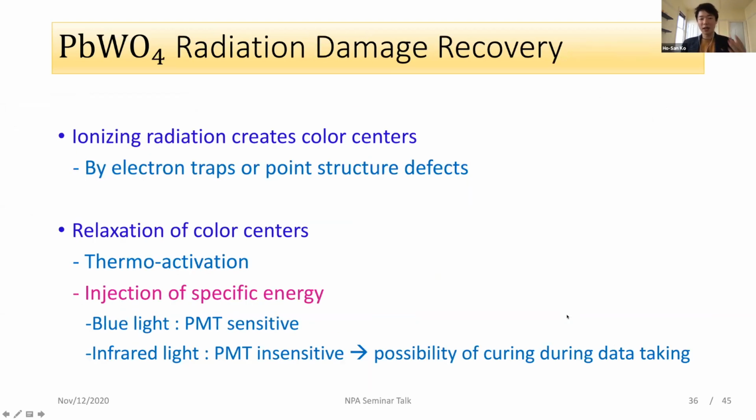This radiation damage is caused by color centers, which are created by electron traps or point structure defects. The color centers can be relaxed by thermal activation, which means we put the crystals in the oven for 2 hours, or leave them at room temperature for several days or weeks. That is not practical for the experimental environment.